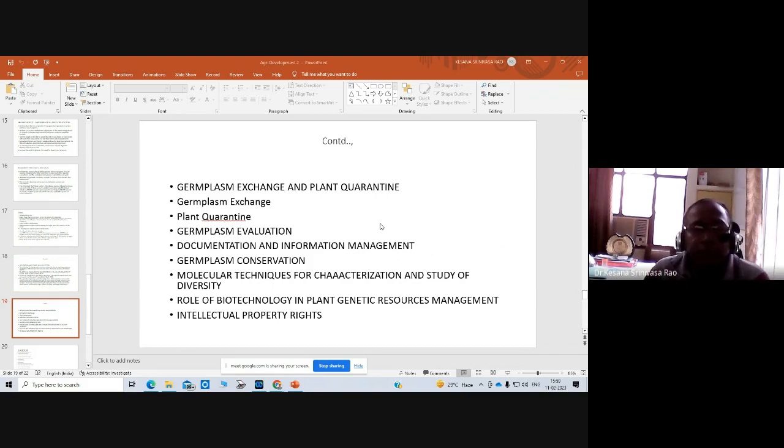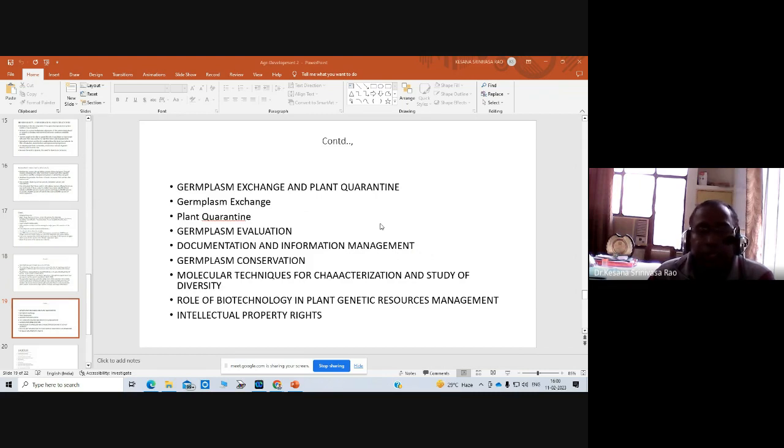Documentation and information management. So wherever these things are available, they are growing over a period of time, the data can be documented and information can be managed. And how it can be conserved. The germplasm conservation is very, very important.